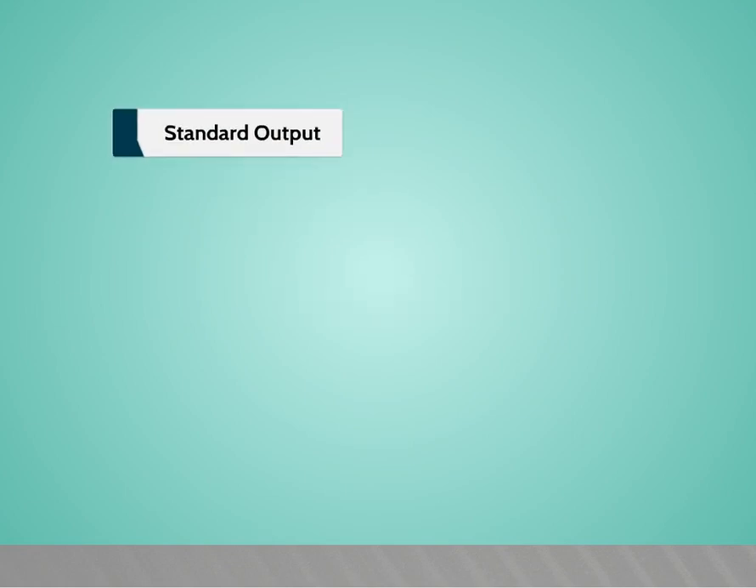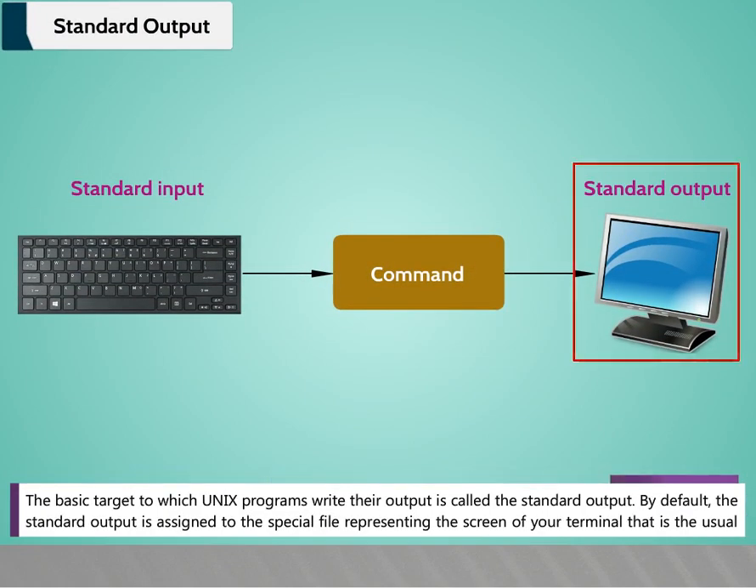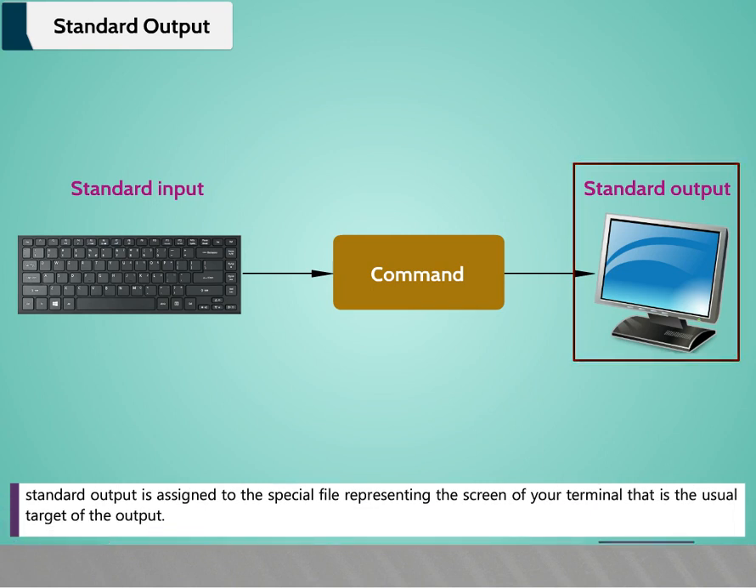Standard output. The basic target to which Unix programs write their output is called the standard output. By default, the standard output is assigned to the special file representing the screen of your terminal, that is the usual target of the output.